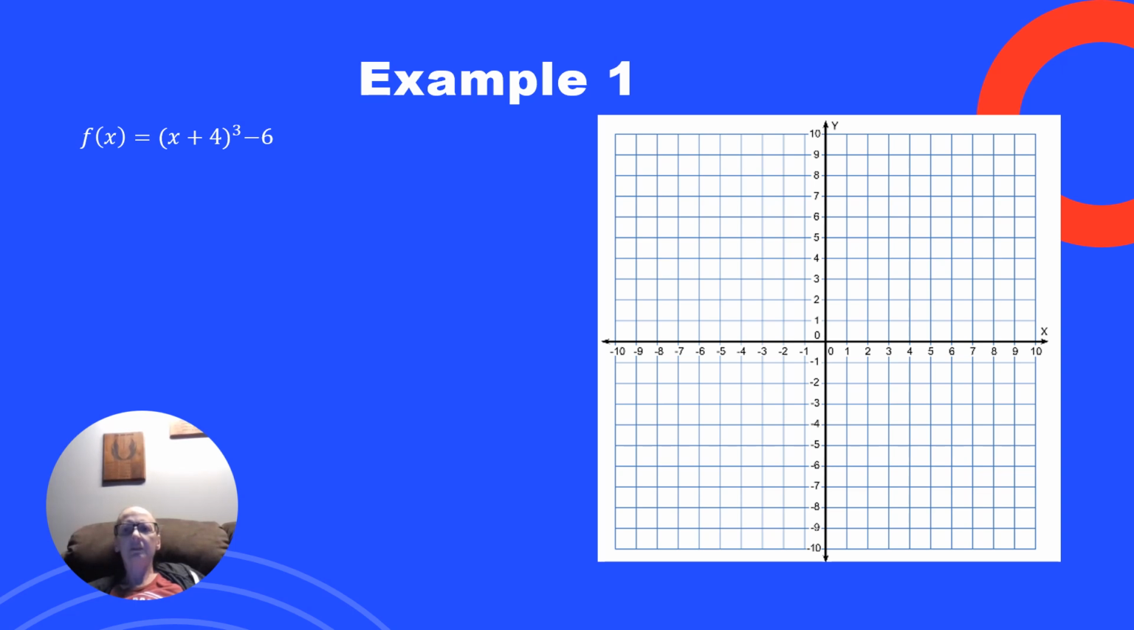All right, in this first example, we will be graphing the function f of x equals (x plus 4) to the third power minus 6. So we're going to start by finding our vertex, just like we did with absolute value. It's what makes the inside of the parentheses 0, which is negative 4. And then what's outside of the parentheses is the other value. So I'm going to find negative 4, negative 6 on my graph. So negative 4, negative 6, right there.